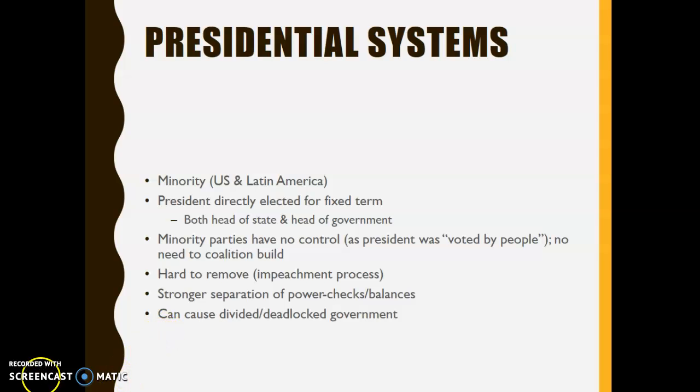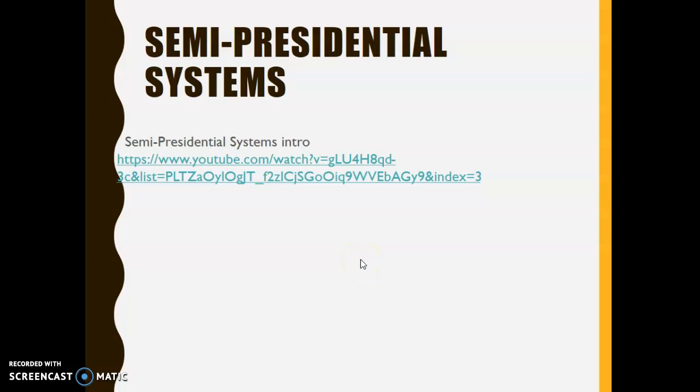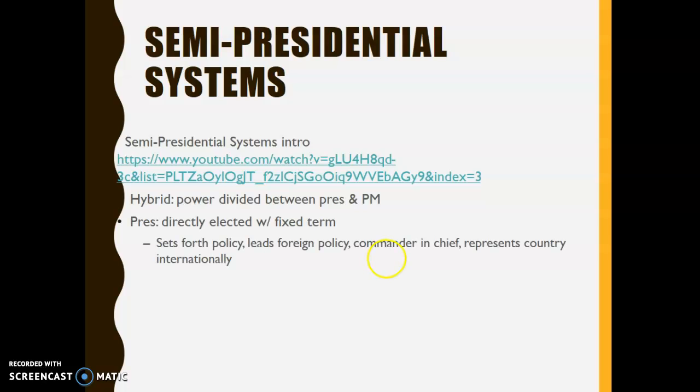So picking up where we were, the last type of system we're looking at here is a semi-presidential system. Hopefully you checked out that video. It is kind of the hardest one to really make sense of, particularly because it can look different in different countries with different degrees of power that are given to the president and prime minister. And yes, we have a president and prime minister. It's a hybrid model where that power is divided between those two bodies with varying degrees of power.